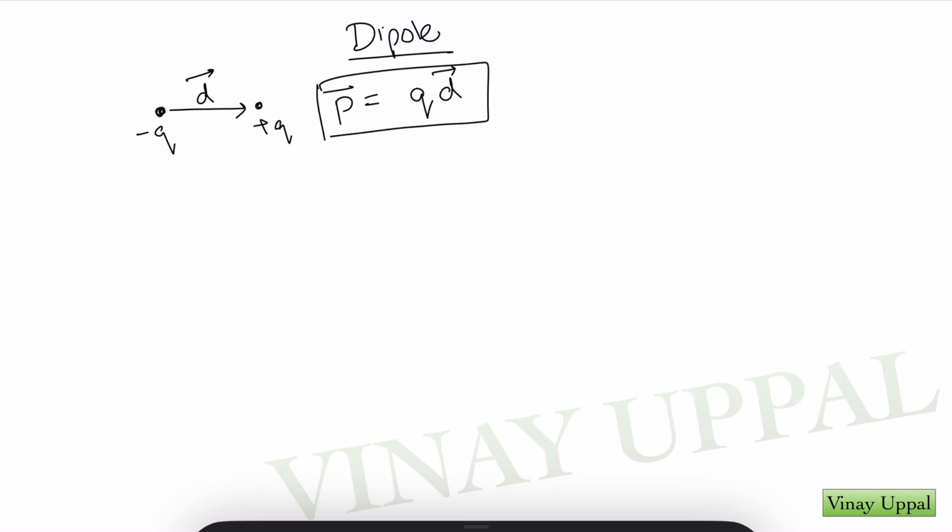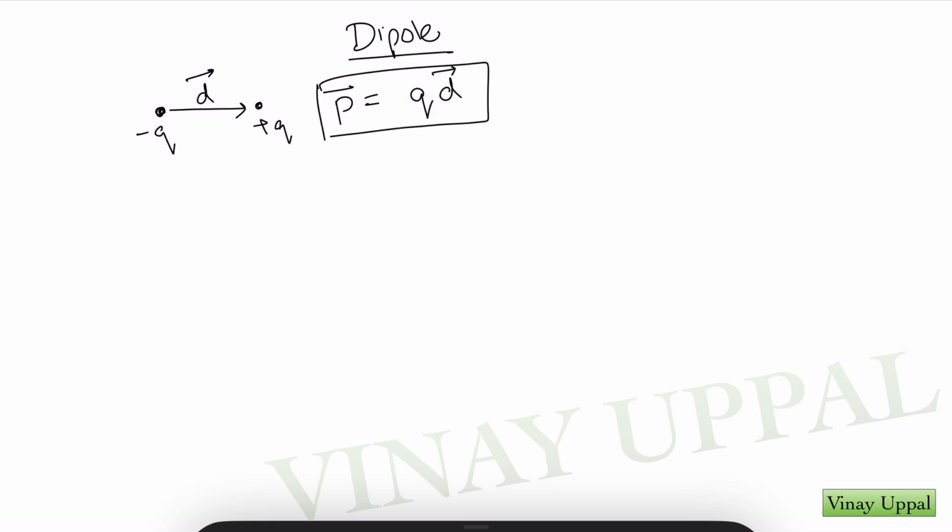Let's talk about dipoles. A dipole consists of a negative charge and a positive charge. Let's say this is the d vector. This vector is pointing from minus q to plus q, and we define something called the dipole moment as q times the d vector. So this is the definition of the dipole moment.